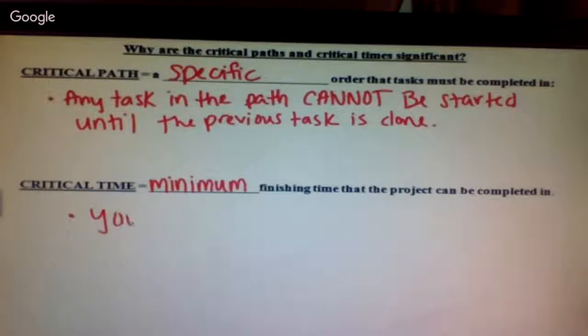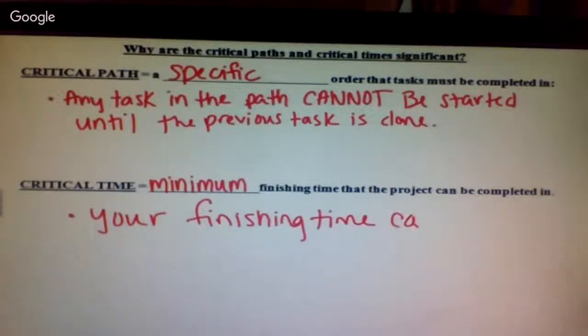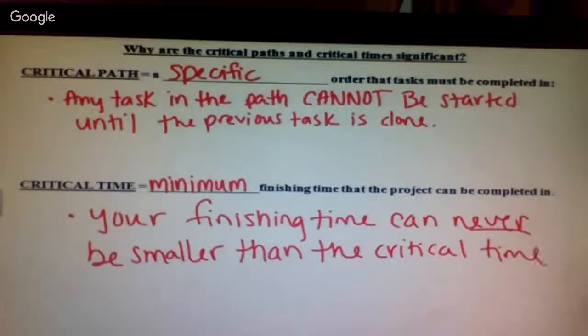Your finishing time can never be smaller, it can never ever be smaller than your critical time.